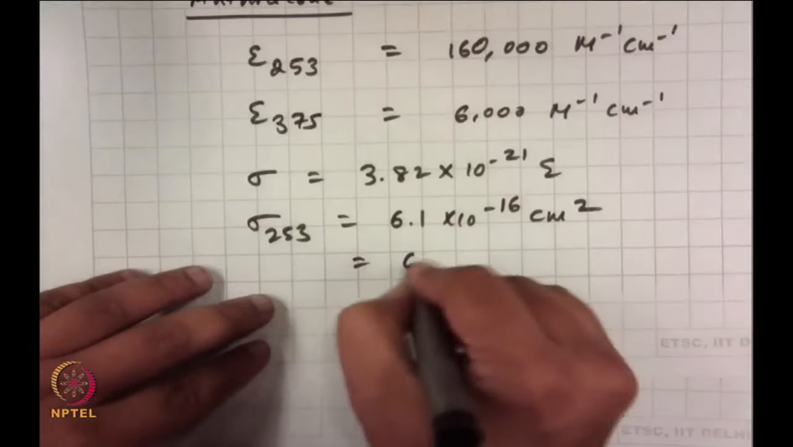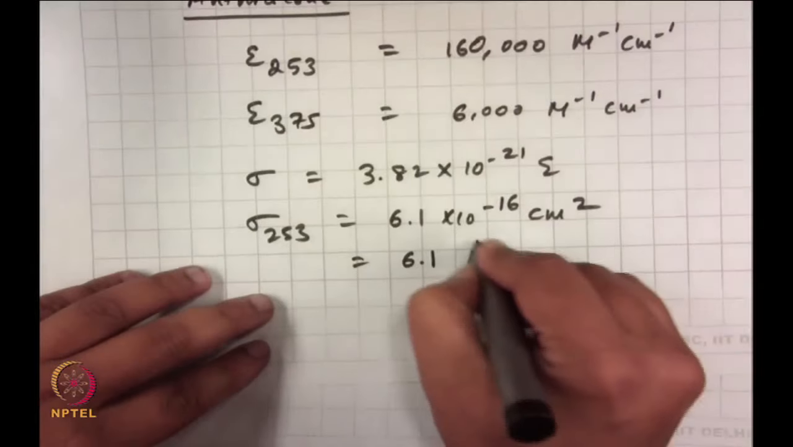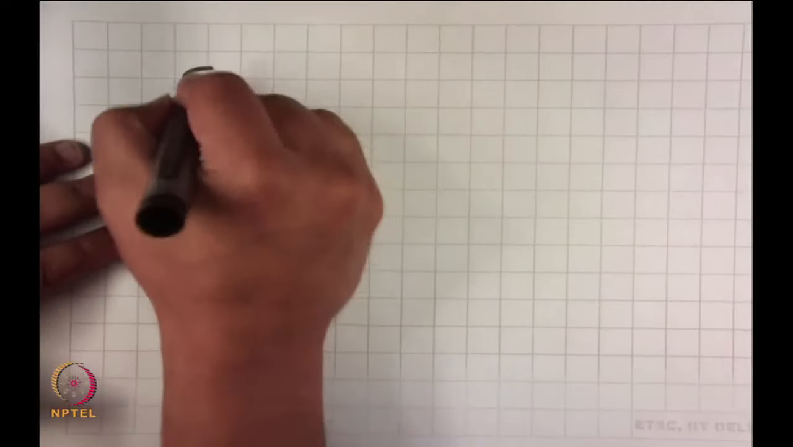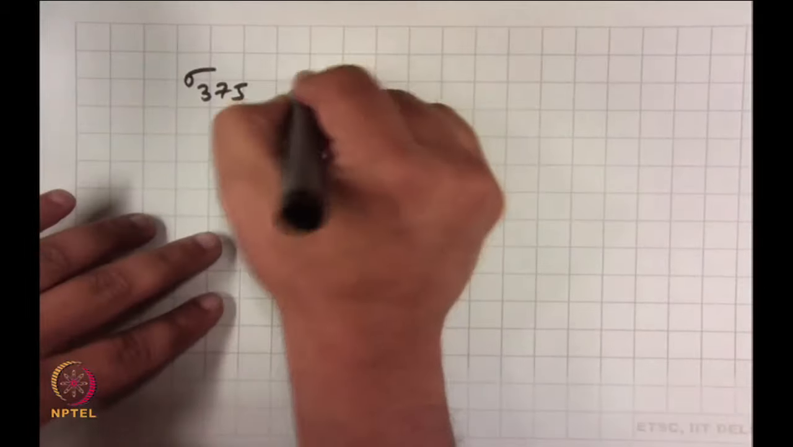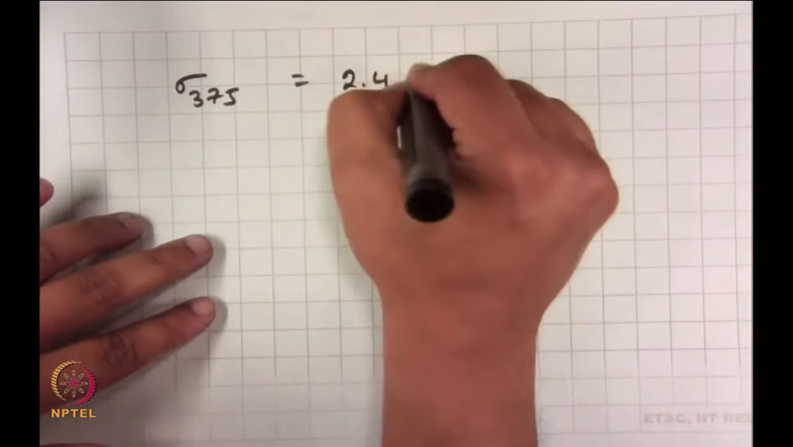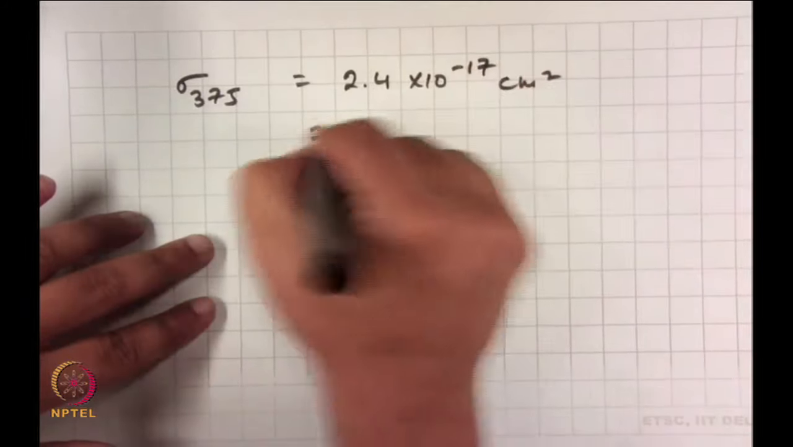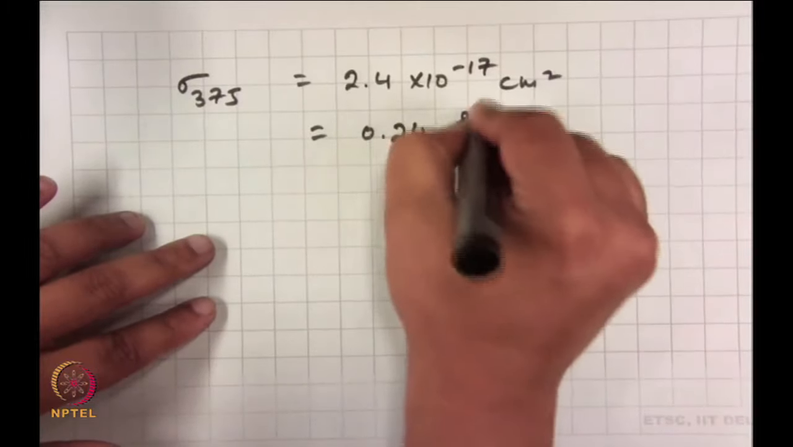So, I can write it as 6.1 angstrom squared. Okay. So, that means the absorption cross section area at 253 for anthracene is given by this value, 6.1 angstrom squared. Okay. Now, similarly, if you do the same thing for sigma 375, you will end up with a value which is 2.4 times 10 to the power minus 17 centimeter squared, which is 0.24 angstrom squared.